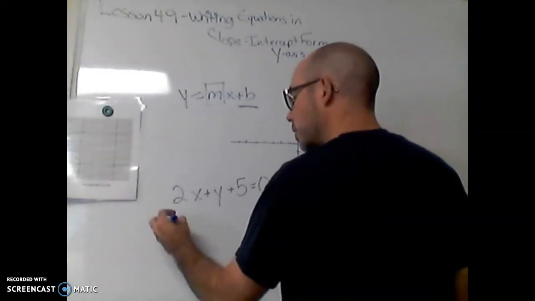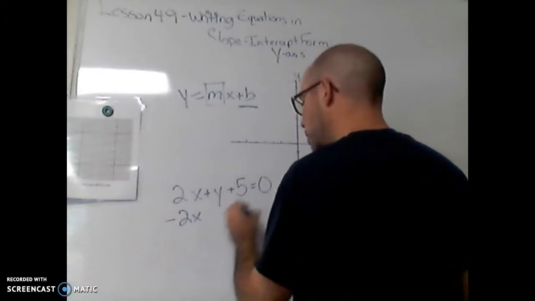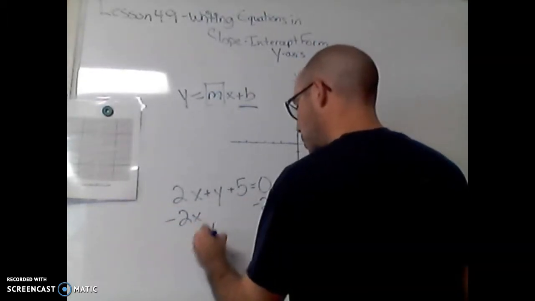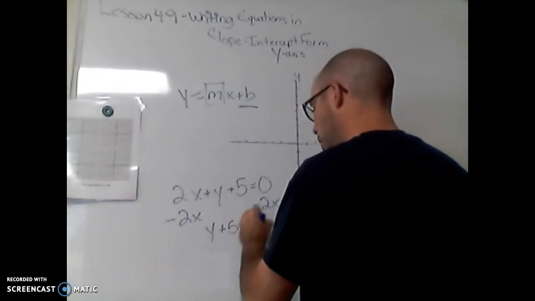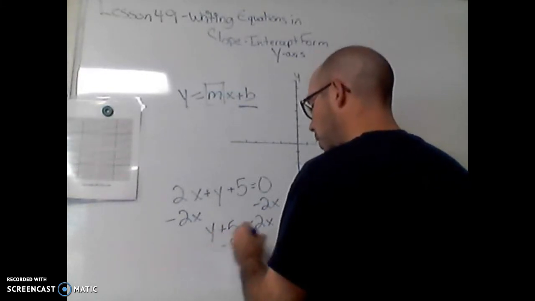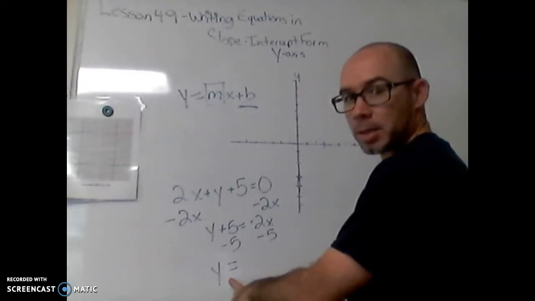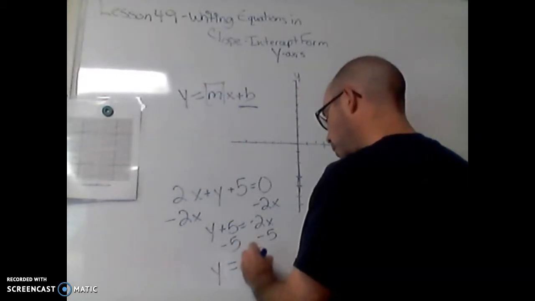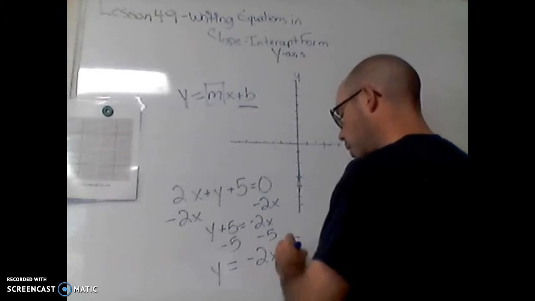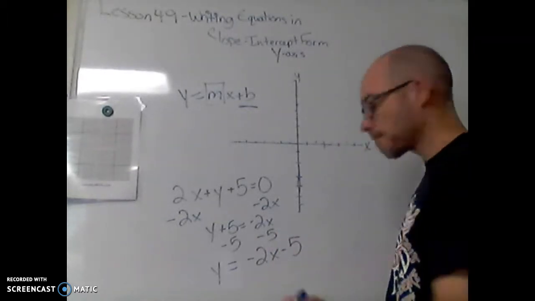Okay, so we're going to do to one side what we do to the other. I'm going to move this to the other side. Y plus 5 equals negative 2x. And then I'm going to subtract 5 from both sides so that y is now all by itself. And the rest of it is in the form that I need.